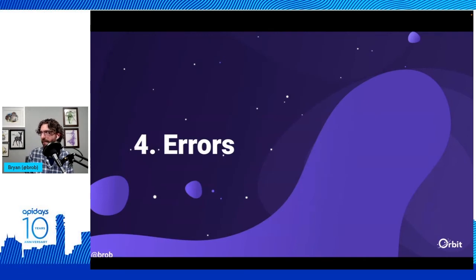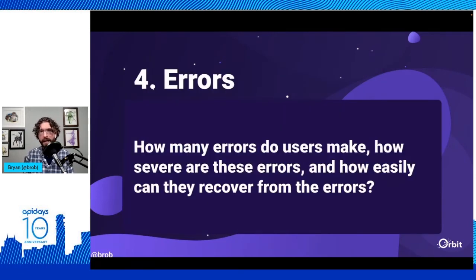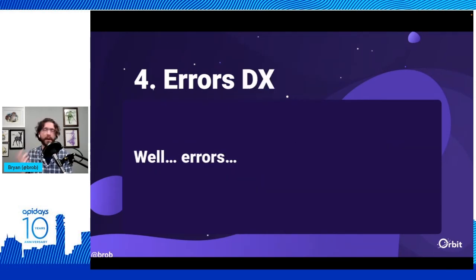And then this one is kind of the Debbie Downer of the criteria. It's errors. How many errors do users make? How severe are the errors? And how easily can they recover from the errors? The first two things, hopefully, we've taken care of with a lot of the other criteria. But that last one, I think, is really, really important.